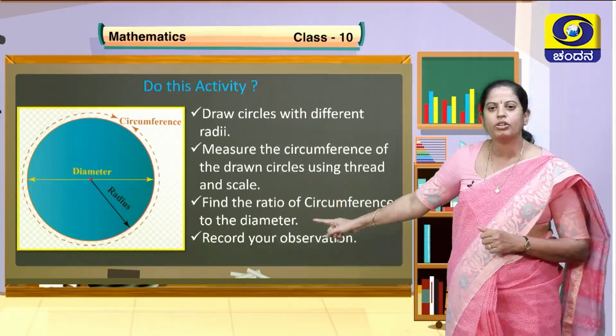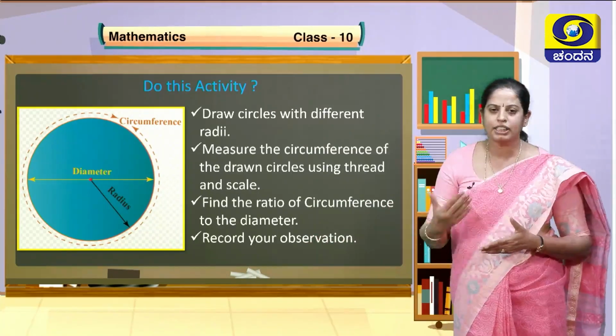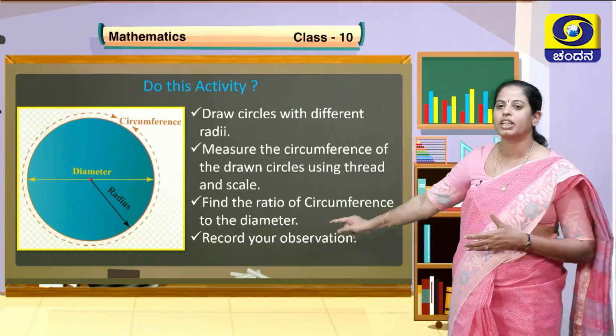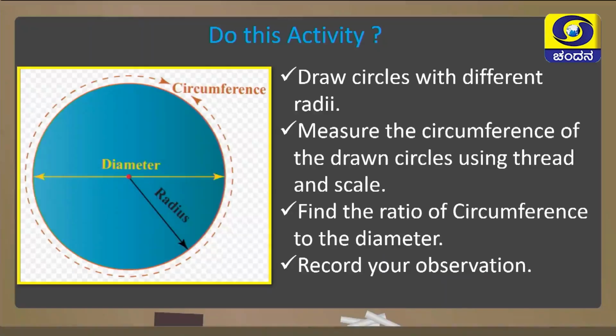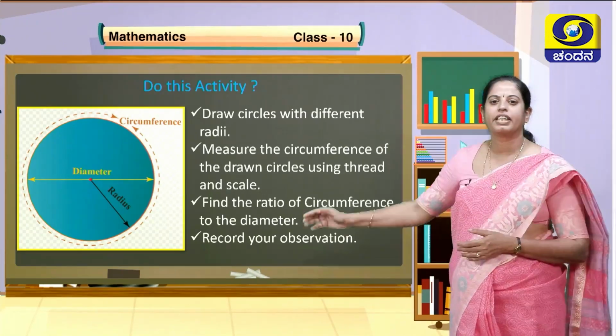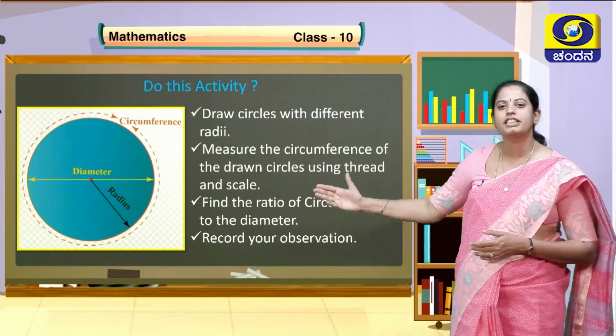And you already know the diameter, because you only take the radius, no? So you know the diameter. Find the ratio of circumference to the diameter. Record your observation. Definitely you appreciate the observation of our mathematicians, children. What do you observe? Yes, you are right. The ratio of circumference to the diameter is always a constant.